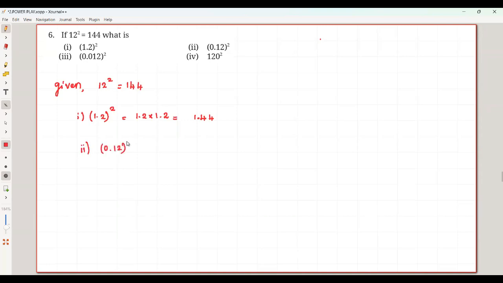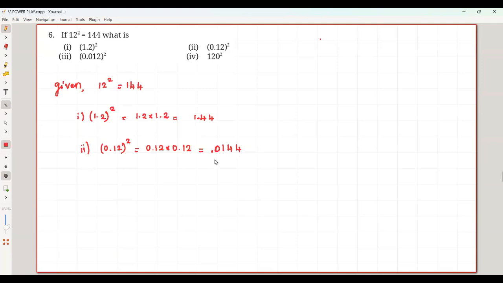0.12 the whole square. 0.12 the whole square means 0.12 into 0.12. That is also 12 12s are 144. Here I have to keep the decimal point. Here two digits, here two digits, total four digits. So before four digits, I have to keep the decimal point. But here I have only three digits. For making it four digits, I have to take a 0. Now before the four digits, I should keep the decimal point.